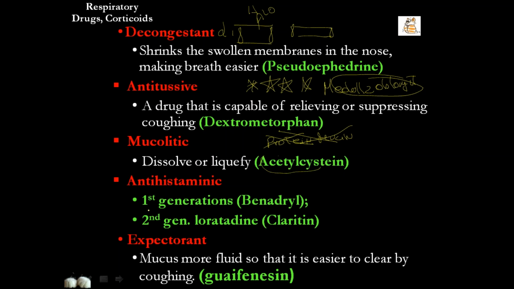Antihistaminics, we have the first generation and the second generation. Open eyes, 3 stars, 4 stars here. In the first generation we have Benadryl, and one of the most common questions for NCLEX is that they can produce drowsiness, drowsiness, drowsiness. First generation, Benadryl. Just remember, BED. You go to bed because you feel drowsy.